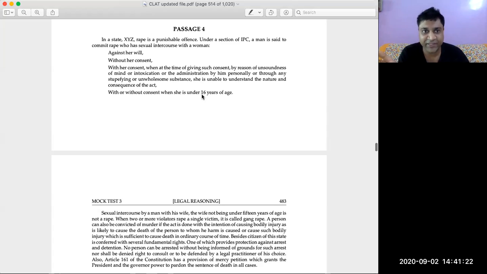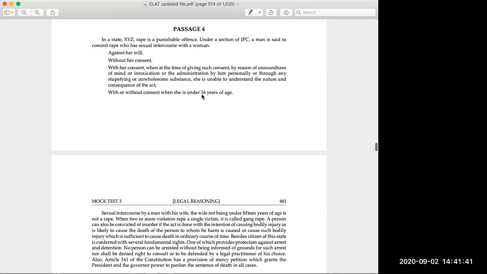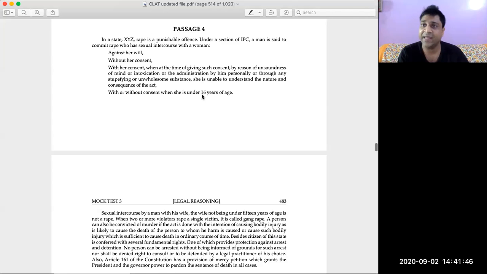Without her consent, definitely. Or with her consent, but in a way that the consent doesn't amount to consent. For example, if someone provides a lot of alcohol or some drugs, such as roofies, which are basically called date rape drugs. If that drug is put inside the drink, the person becomes unconscious, and then the other person rapes that person. So that is another form.